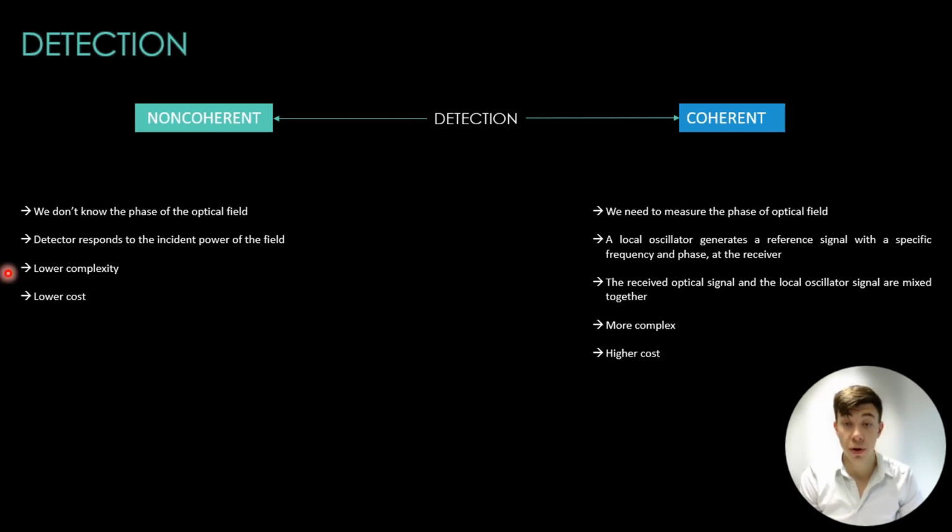Non-coherent systems are more cost-effective, making them suitable for short-range or lower data rate applications. Coherent systems are more expensive, but offer greater capabilities for demanding applications like long-haul or high-speed FSO links. By understanding the difference between these detection methods, engineers can choose the most appropriate approach for specific FSO system requirements, balancing complexity, cost, and performance considerations.